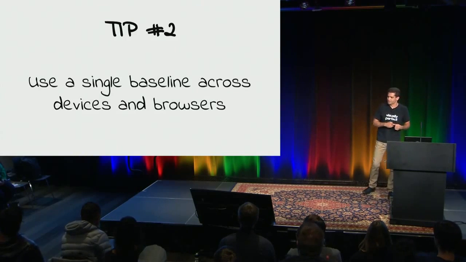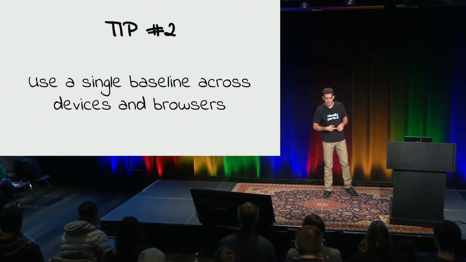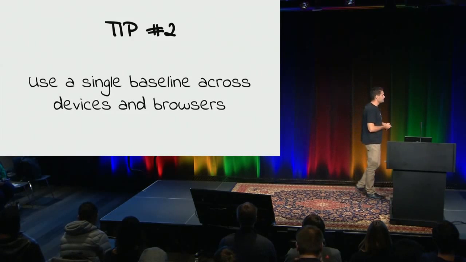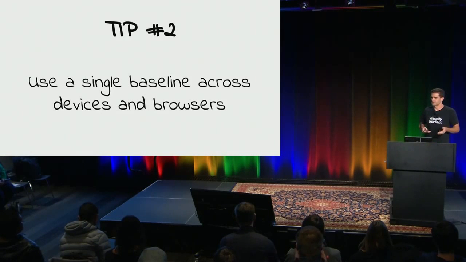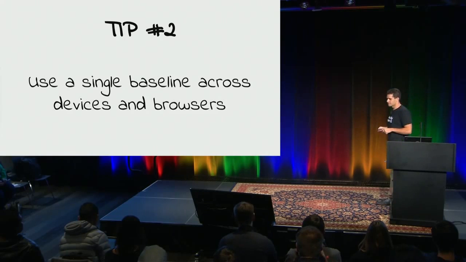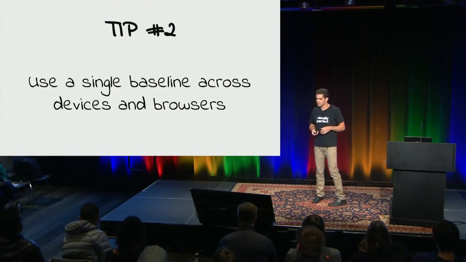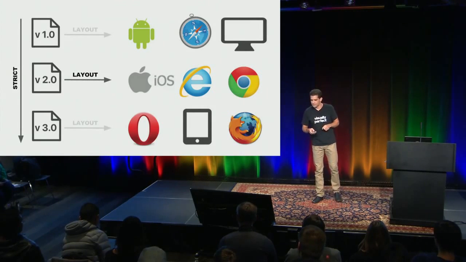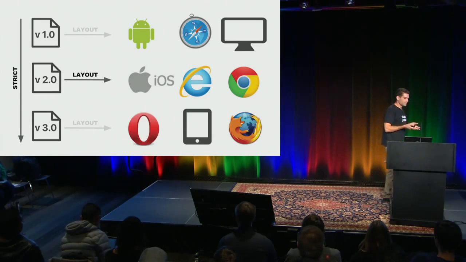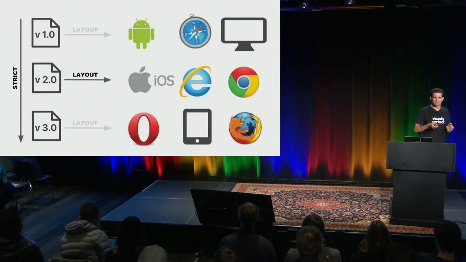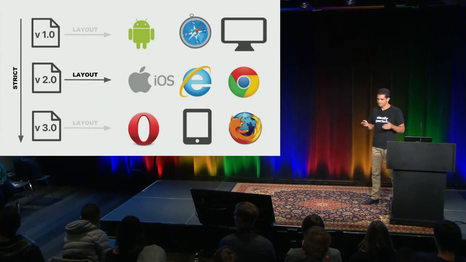Tip number 2: use a single baseline across devices and browsers. The idea here is to reduce the amount of maintenance that you have to do, especially with regards to cross-browser and cross-device testing, by reducing the amount of baseline images that you need to maintain. And this is how you do it. You keep a set of baseline images for your application for a specific execution environment. Let's say Chrome on Windows.